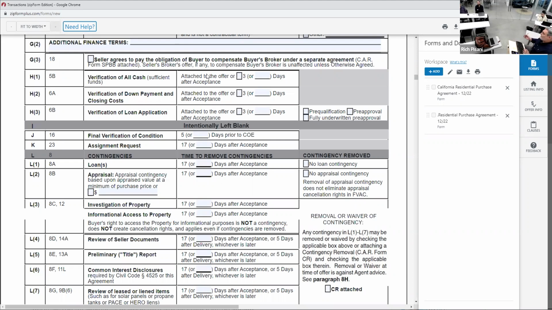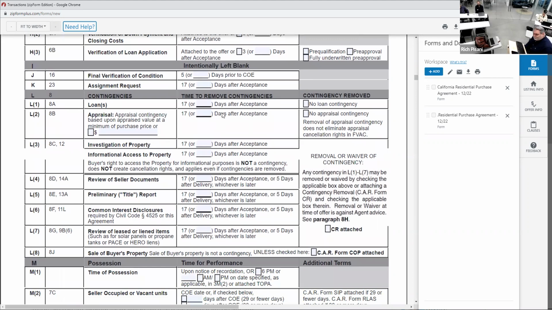Also, if there's a contract written with just a husband, and he later wants to add a wife, that's a partial assignment. So you have 17 days after acceptance that the buyer can request an assignment. It used to be up until the close of escrow. Now it's limited to 17 days. The loan contingency defaults to 17 days.